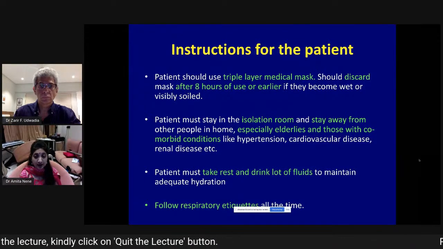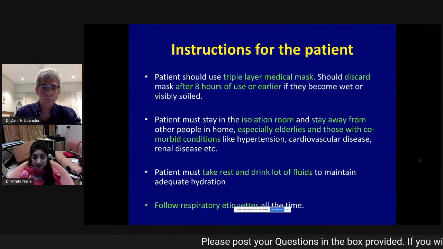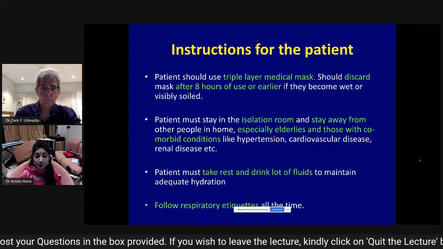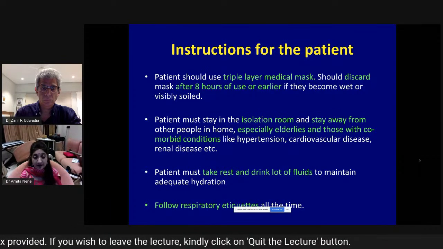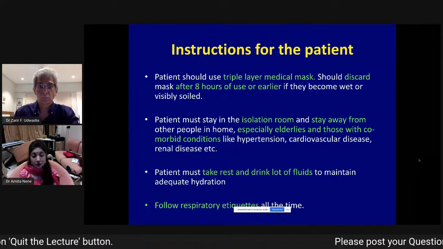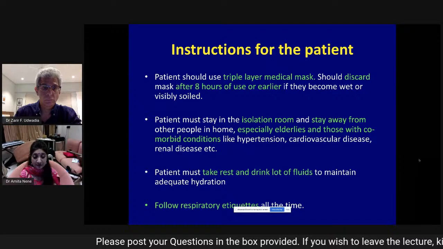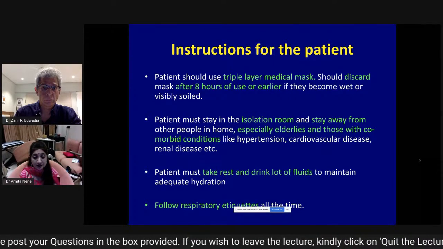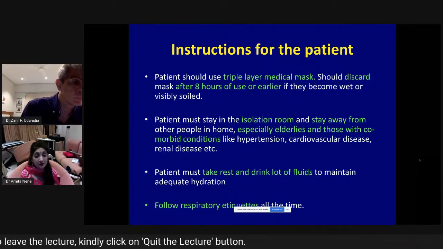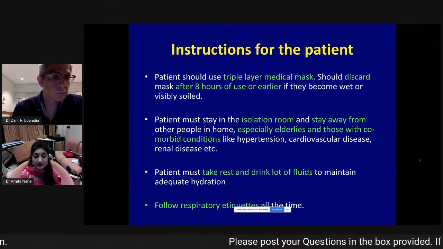The patient should be told that he should be using a triple layer medical mask, that is an N95 mask, when anybody from his house who is not infected is going to be in his room. And if this mask is soiled, or if more than 8 hours have passed, then this mask should be discarded. The patient must stay in an isolation room, and he should not be moving outside his room just because he's bored. He has to maintain a distance and stay away from other people in the house, especially those who are elderly with comorbidities. Patients must take rest, and they should drink lots of water to maintain adequate hydration. And the patient should be maintaining respiratory etiquette all the time.